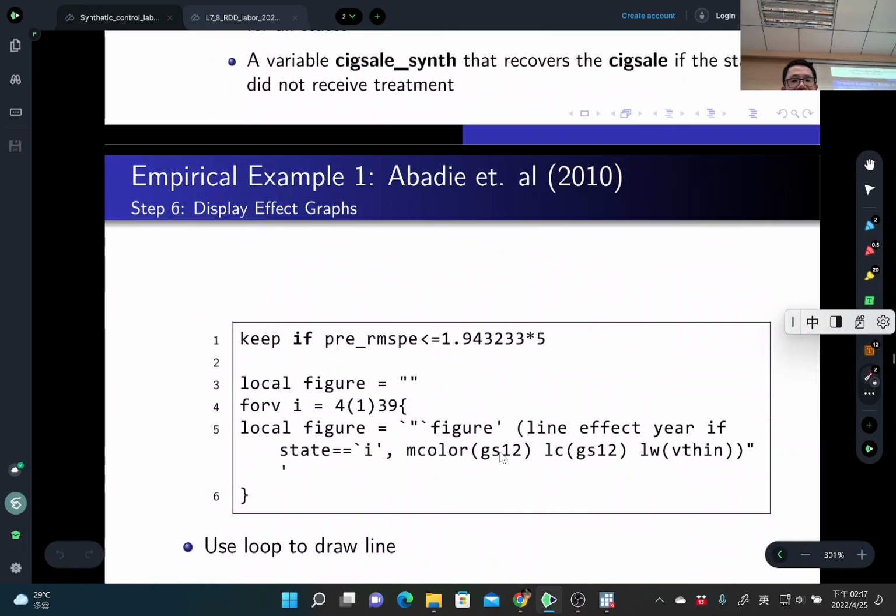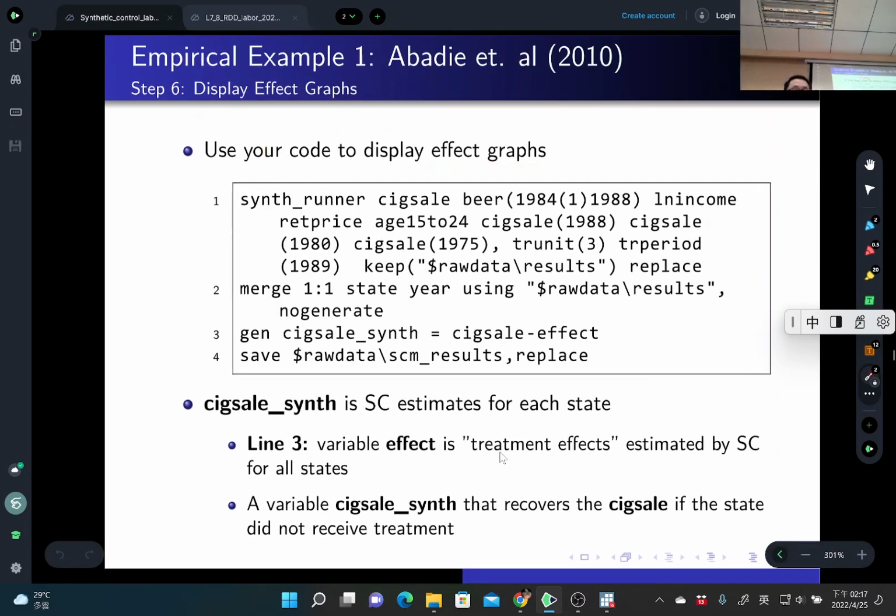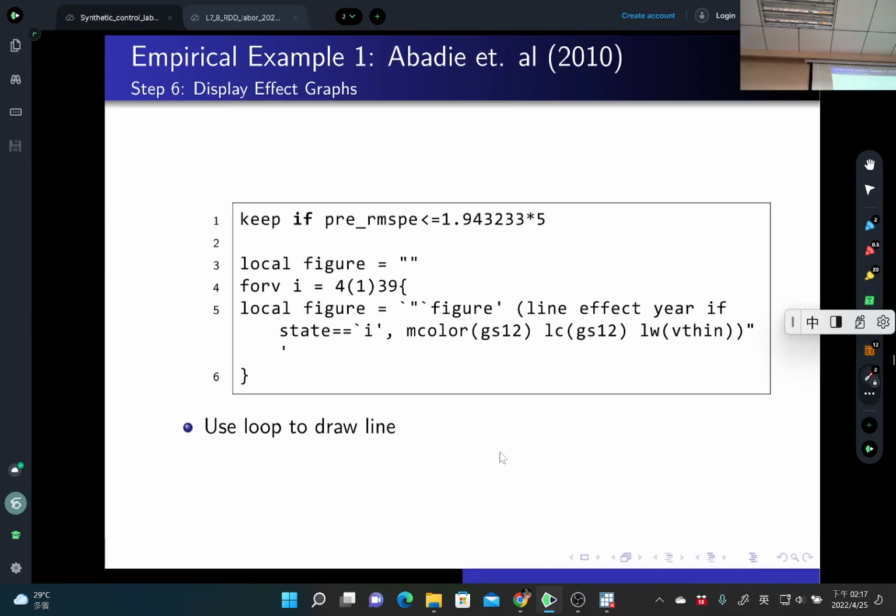But you can also draw by yourself. You can use your own code to display the same graph, or do some customized graph. Again, you need to run synth_runner and generate the result file, and then merge your original file with this result file. Then you can use this new data set to draw the graph. How to do that is like typical drawing in Stata. I have mentioned how to use line or twoway graphs in the video, so if you're not really familiar with that, you can watch it. But the thing is, you draw the effects and year for each state, from number 4 to the 39th.